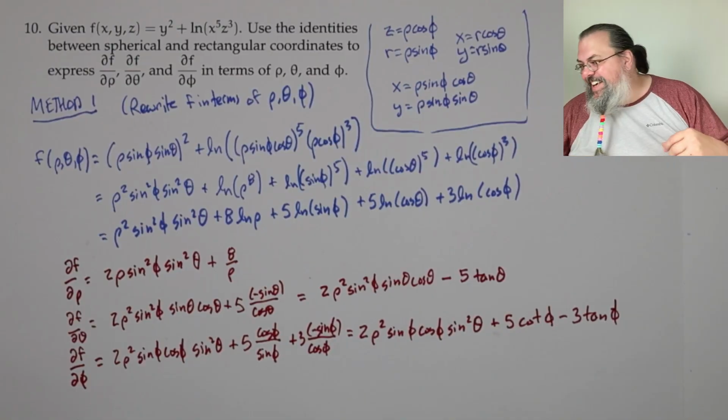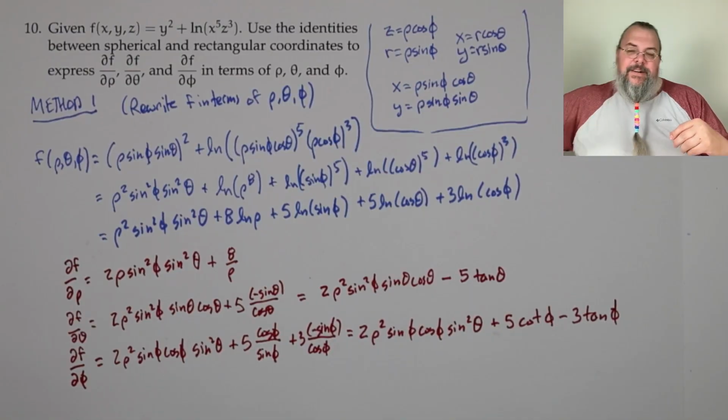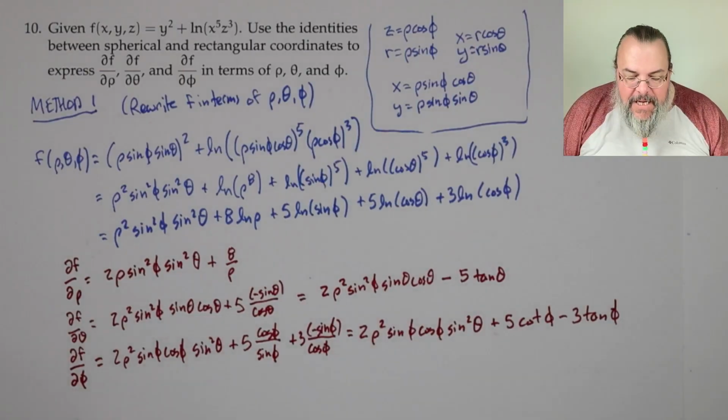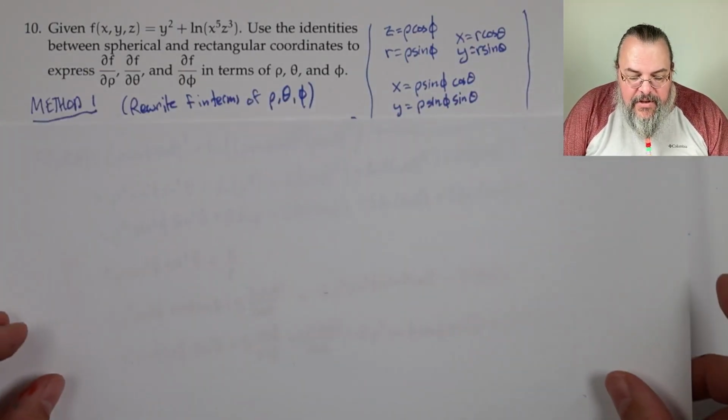Method 2. Okay. I got to go grab a piece of paper here. Don't worry. We have plenty of paper. It's all around us. It grows on trees.